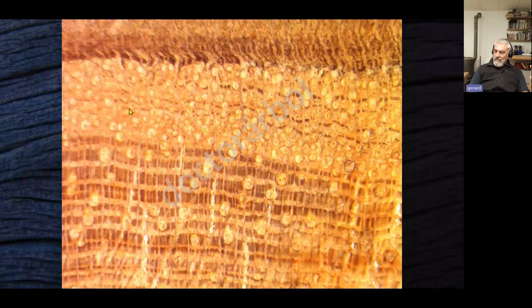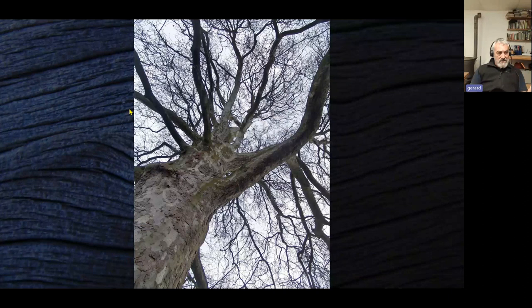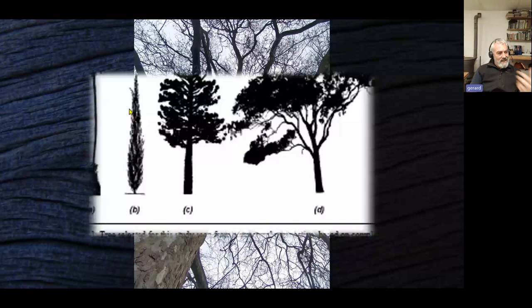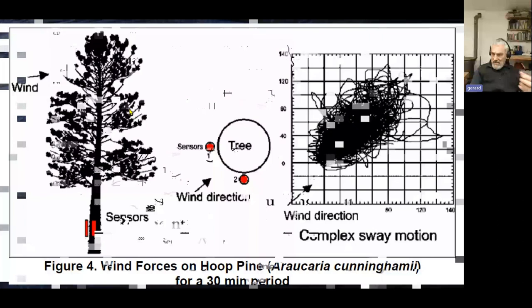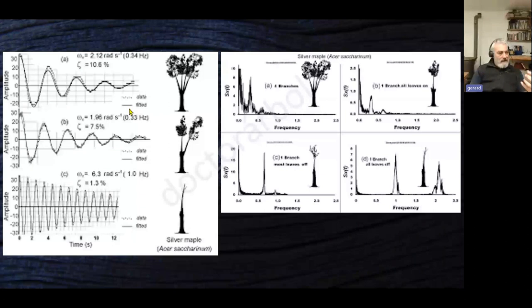I'm going to go fast. I'm just going to explain that this is another important way the trees reduce the impacts of the wind. This is what Ken James explains about resonance and damping effects. I think everybody knows this situation, but Ken James explains very well how natural trees damp the resonance, and this helps the trees to be more efficient mechanically.